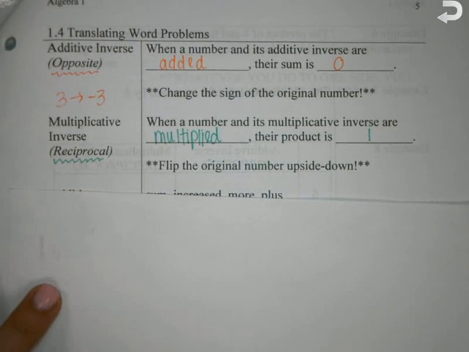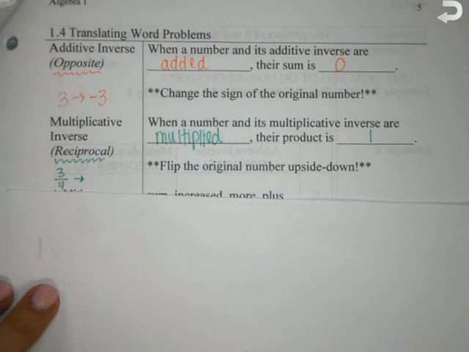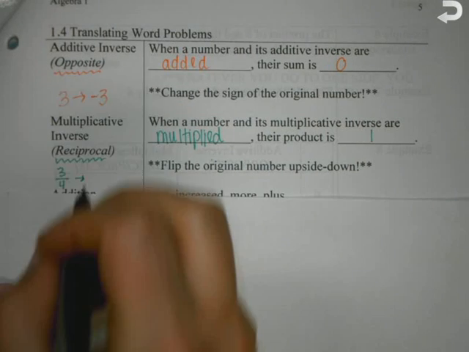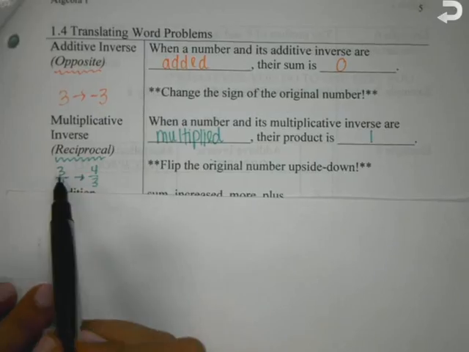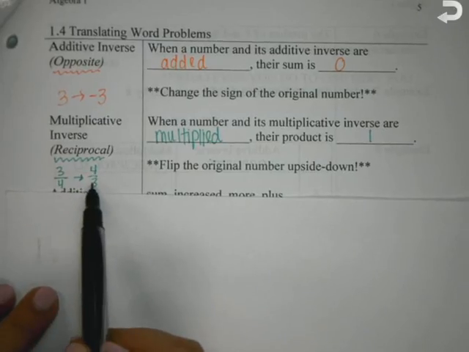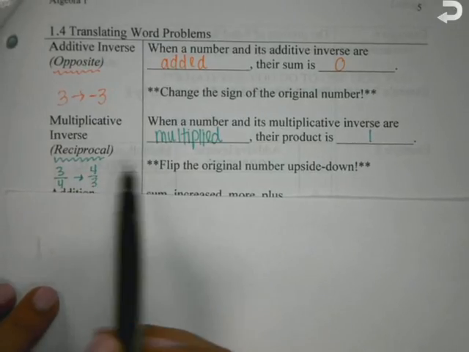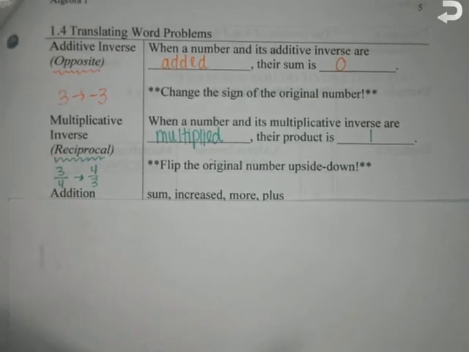So what is the reciprocal of 3 over 4? 4 over 3. And when we multiply those two things together, what would we get? 3 times 4 gives me 12, and 4 times 3 gives me 12, and 12 over 12 reduces to 1. So when you multiply, it should reduce to 1.